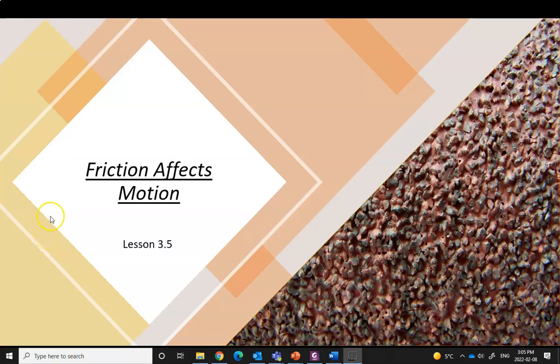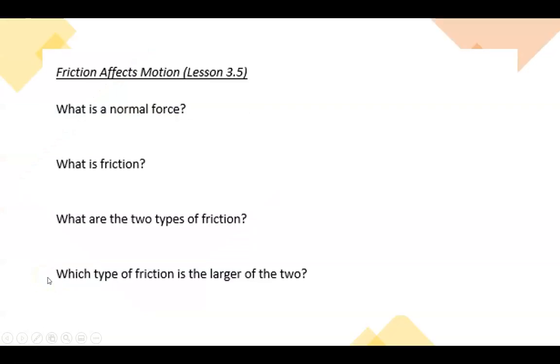This is lesson 3.5, friction affecting the motion. So, first of all, a few things. What is the normal force? Because the normal force is actually a big part of friction. And it's really just a reactive force of a surface due to gravity.